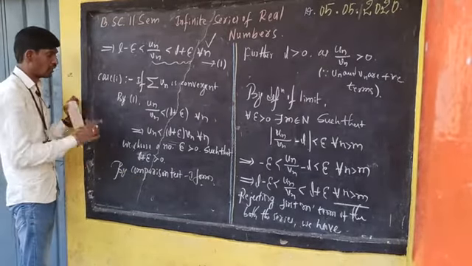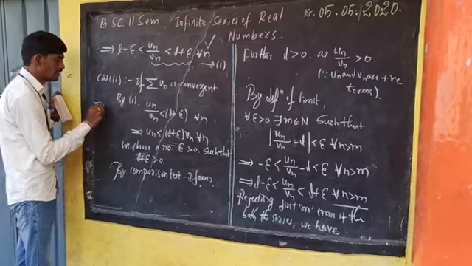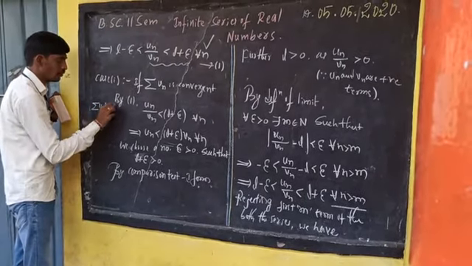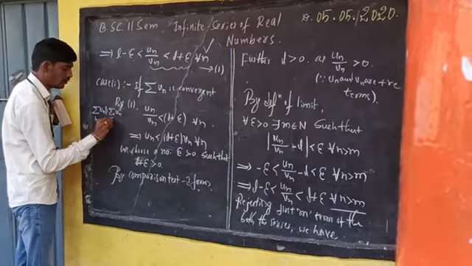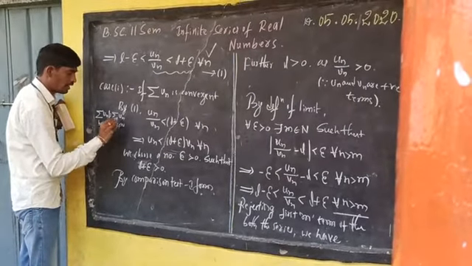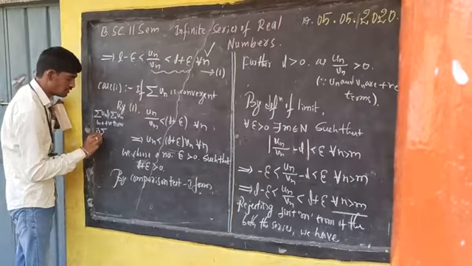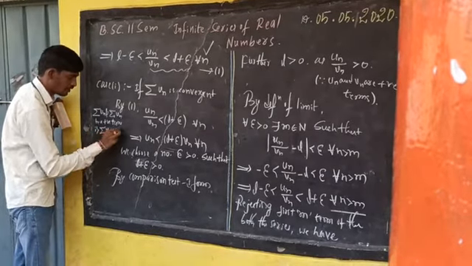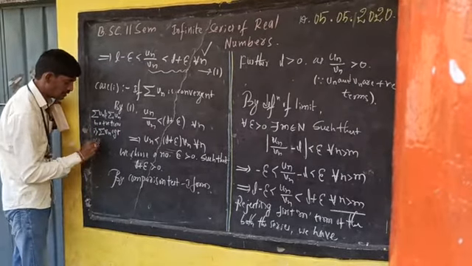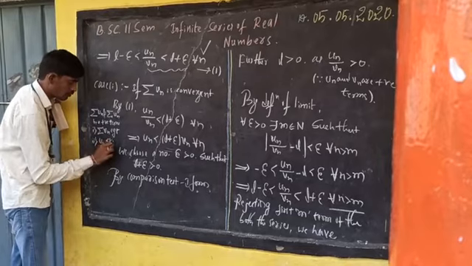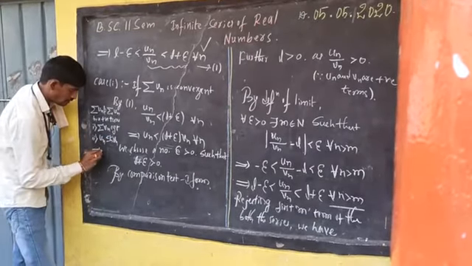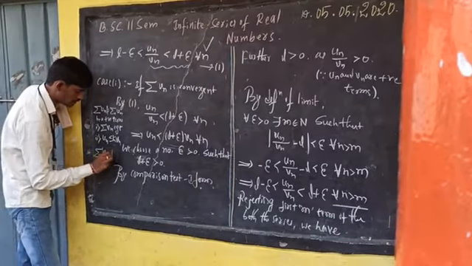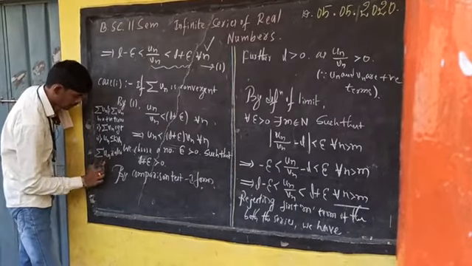I read it once again. What is the statement of the theorem? Summation un and summation vn are series of positive terms. First condition, summation vn is convergent. Second condition, un is less than or equal to k into vn. Then the result: summation un is also convergent.